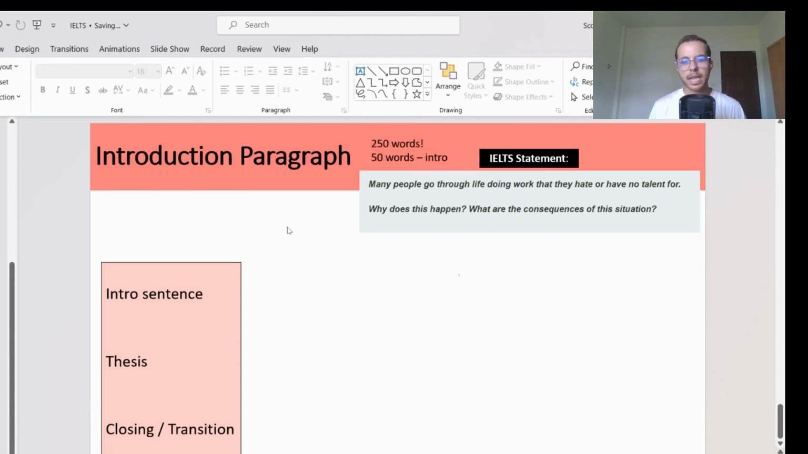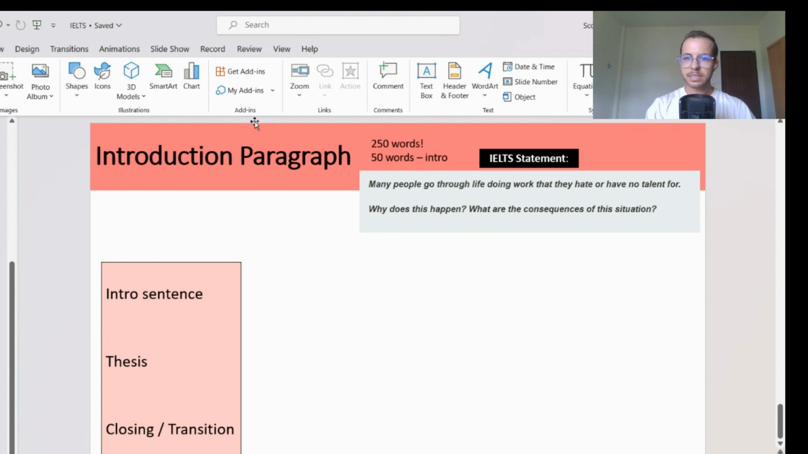Okay, today we received our IELTS statement question. It says, many people go through life doing work that they hate or have no talent for. Why does this happen? What are the consequences of this situation? Now, let's break this apart. It's a pretty intense question, I will say.